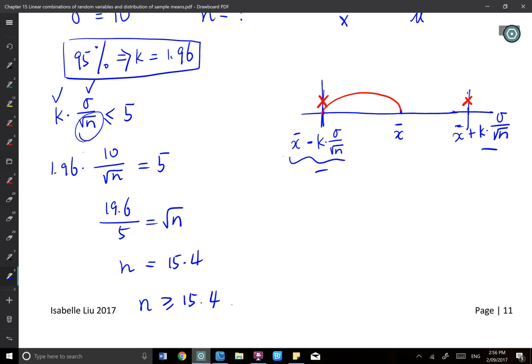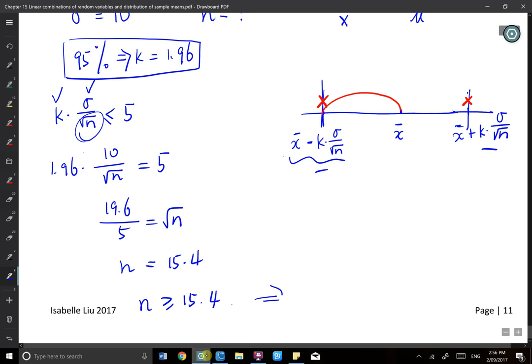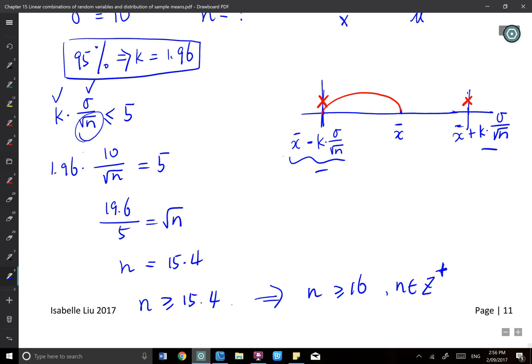So I can say n must be greater or equals to 16, and n belongs to integer, well, I'll say Z plus. Must be a positive integer. N greater or equals to 16. I can't take 15, I can take 16. Must be larger than that.